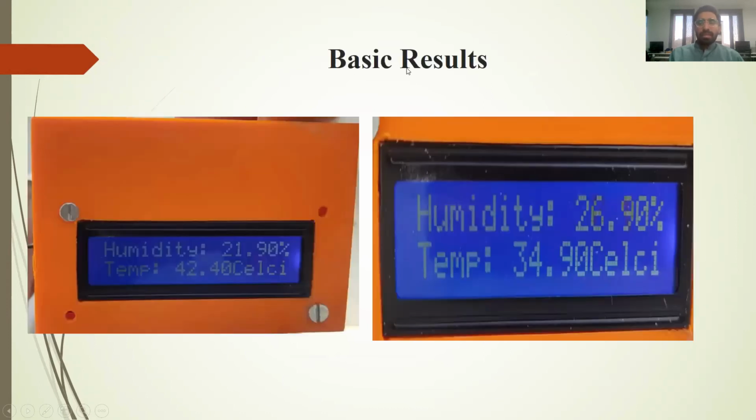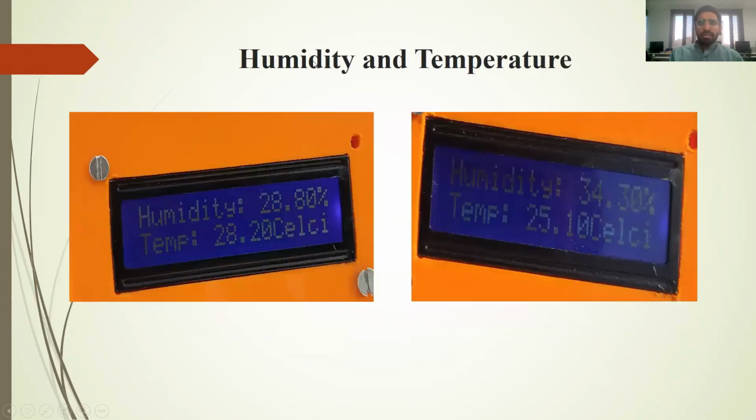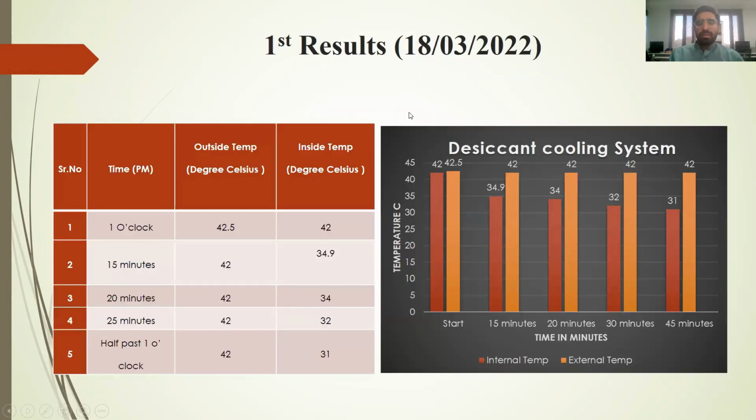This is the basic method to take the results. This is the outside temperature, and this is the temperature after some time. And this is the humidity. These LCDs are showing the humidity value and the temperature value. These are results which we have taken day by day.